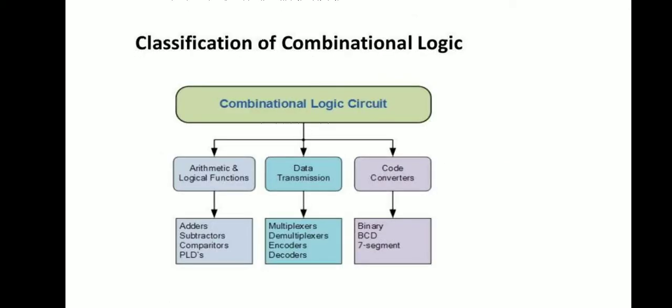Now, the classification of combinational logic circuits. Combinational logic circuits can be classified as arithmetic or logical functions, for example, adder, subtractor, comparators, etc. Then data transmission, for example, multiplexers, demultiplexers, encoders, decoders, and code converters like binary, BCD, 7 segment, etc.